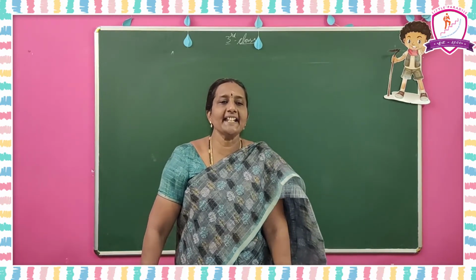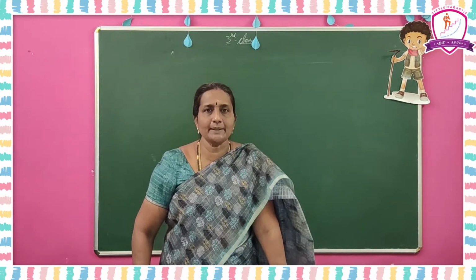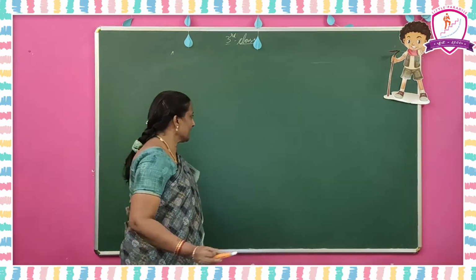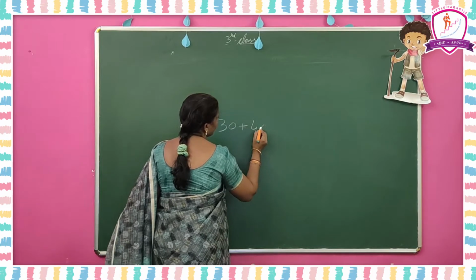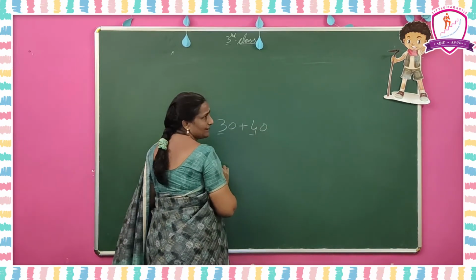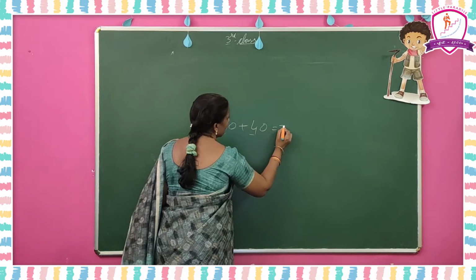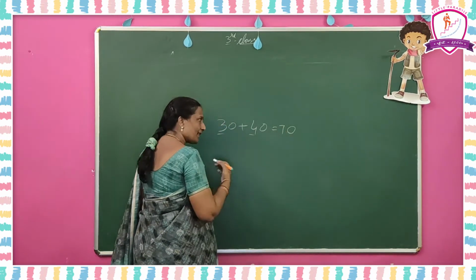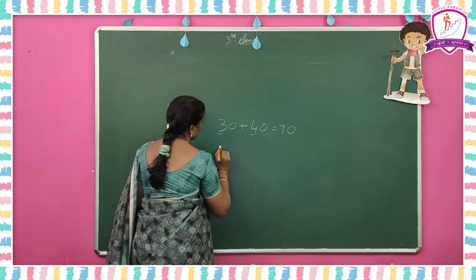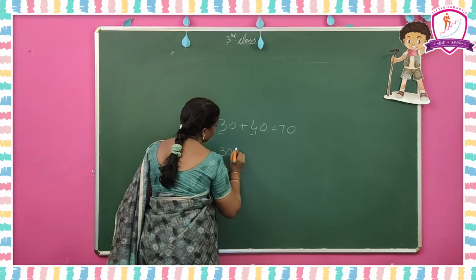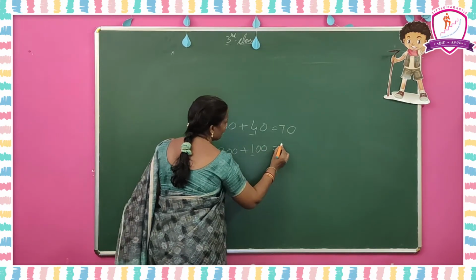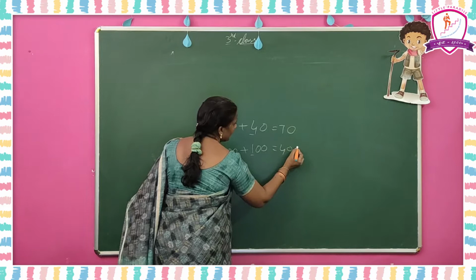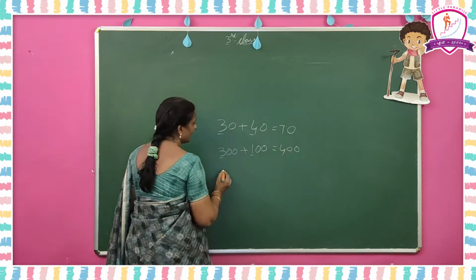Numbers ending with zeros can be added easily. That means 30 plus 40: add the numbers first. 3 plus 4 is 7 and take 1 zero. Like that, take any three-digit number. 300 plus 100. 3 plus 1 is 4 and take 2 zeros. The answer is 400.